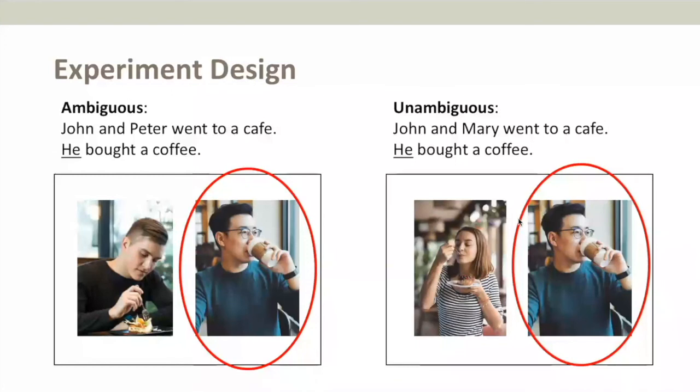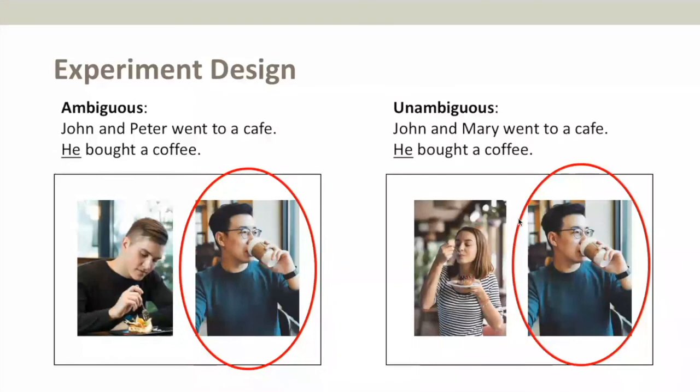But let's say they have difficulty using this gender information. Then in the unambiguous condition, they cannot use it successfully. They maybe only look at the target 60% of the time. Then you can see the difference will be maybe just 10%, so it's smaller.